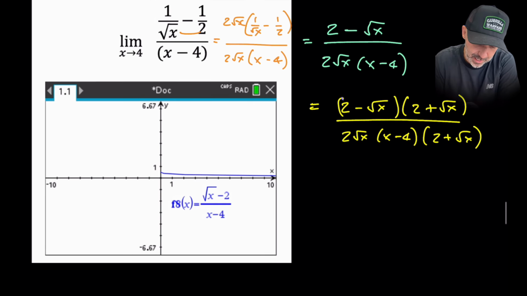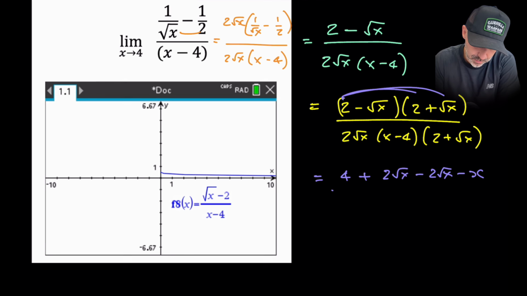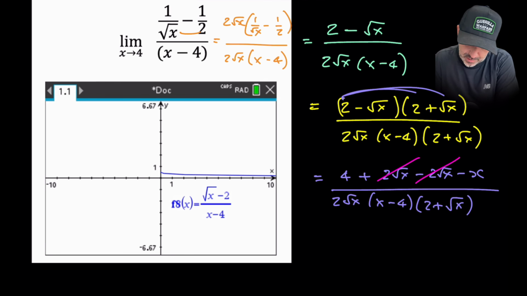So we've multiplied numerator and denominator by the same thing. Let's multiply out this. So we have 2 times 2, which is 4. Then we get plus 2 root x minus 2 root x. That's great, they're going to cancel out. Then minus x. So that is all over 2 root x, x minus 4, 2 plus root x. So now we have these expressions here just cancelling, leaving us with 4 minus x on the numerator.